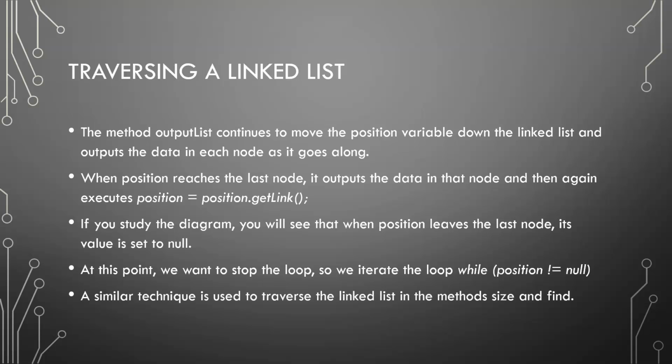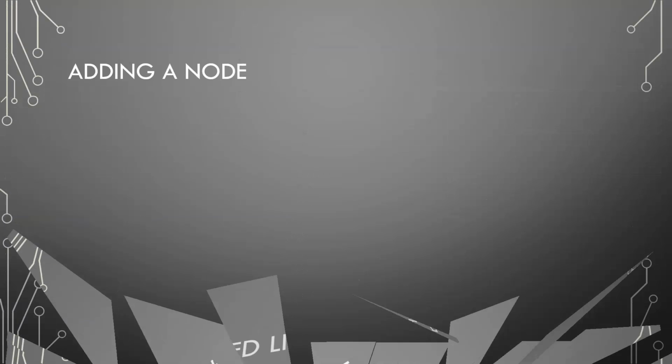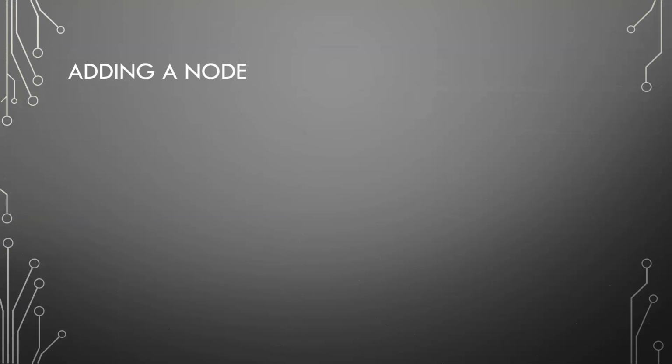Now, a similar technique is used to traverse the linked list in the methods size and find. If you look at how we use size and find, you'll see that they run very similarly. All right, now that's enough about moving along it. Let's actually add stuff to it. So we actually want to add stuff to a list.